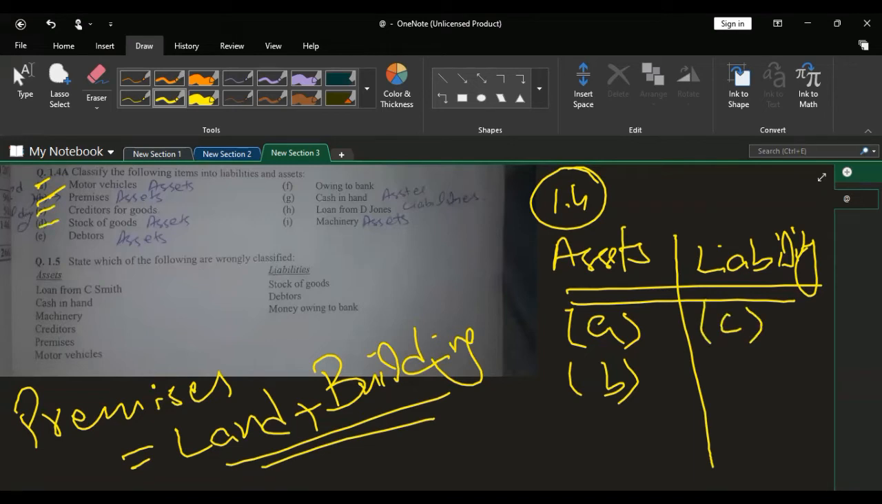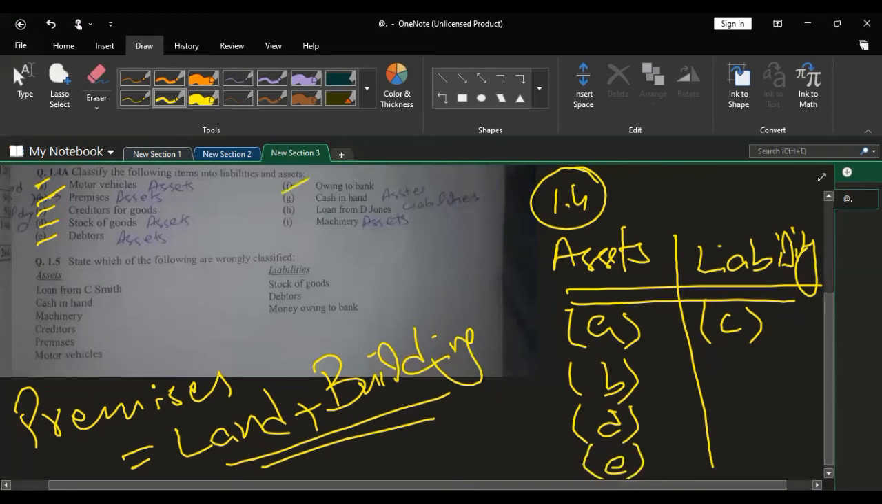The fourth one is stock of goods. Stock of goods means the goods that have already been prepared or are ready for sale, but they are kept in our warehouse for storage purposes, and they will be withdrawn from the warehouse when we require them to sell to the market. So stock of goods are our assets. Next, debtors. Debtors are the persons to whom we have sold goods on credit basis, and now money is receivable from them. As the money is receivable from them, the debtors are our assets.